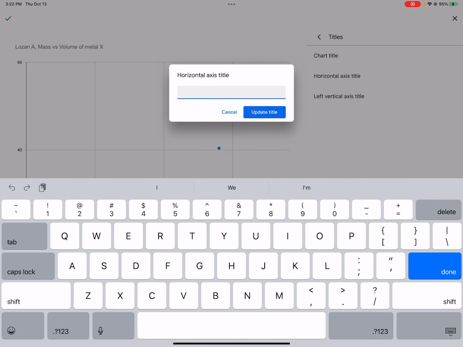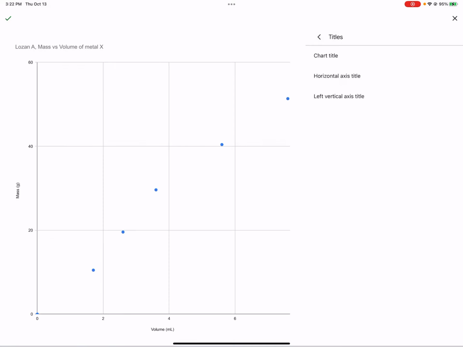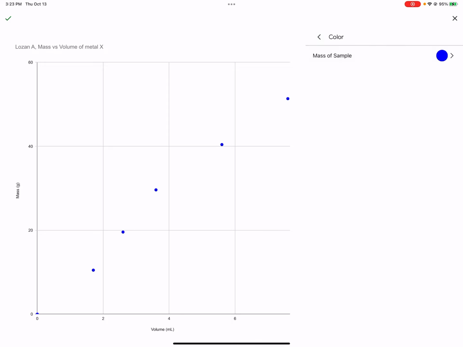Then your horizontal axis, right? The horizontal axis is the one that's going left to right, and that's your volume. Anytime that we have axes in science class, we need to label them with words, but then also what units they're in. So you can see I changed that to volume in milliliters, and now the y-axis is mass, and that was measured in grams. Once you have this, you can change the colors and make it prettier or whatever, but that doesn't really matter.